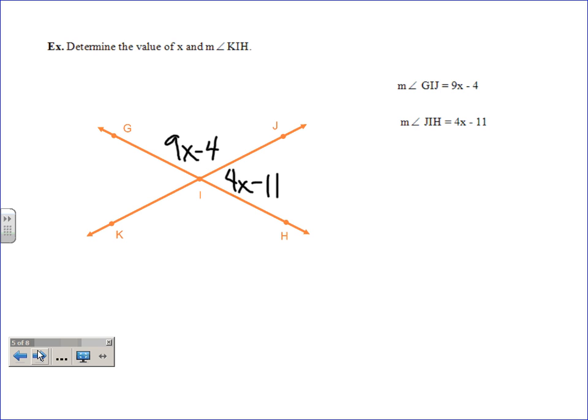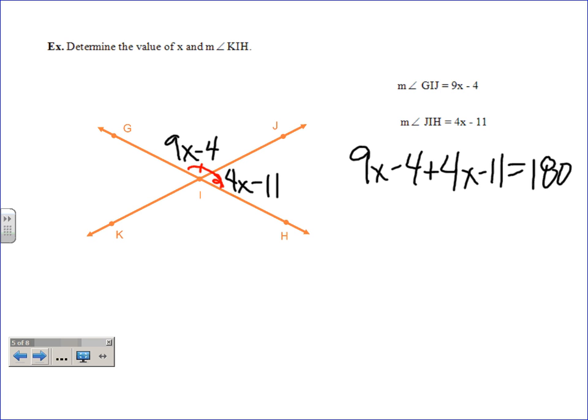But I do know that if I take those two together, and maybe I'll just, again, call them 1 and 2. If I put angles 1 and 2 together, that's a linear pair, right? I know that those two, when added together, have to be 180. So once again, I know the total. So sometimes you know the total, sometimes they're the same, it all depends. So we know that those added together have to be 180. All right, let's do it then. 9x minus 4 plus 4x minus 11 better equal 180 degrees.